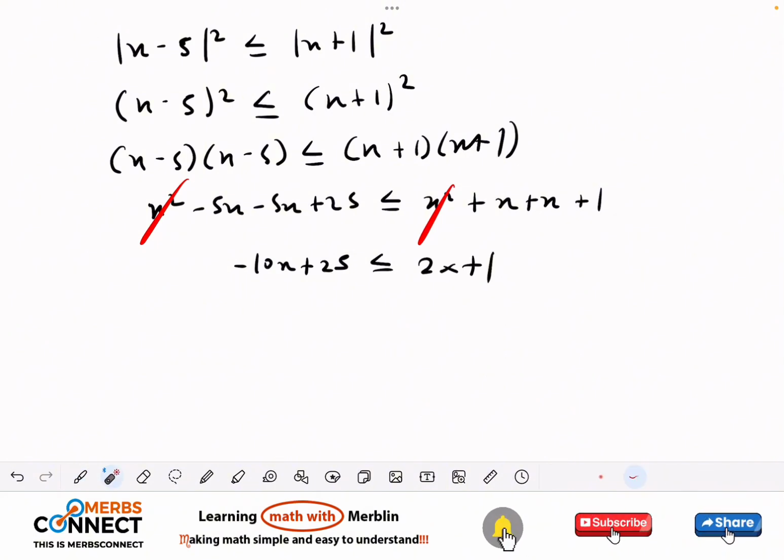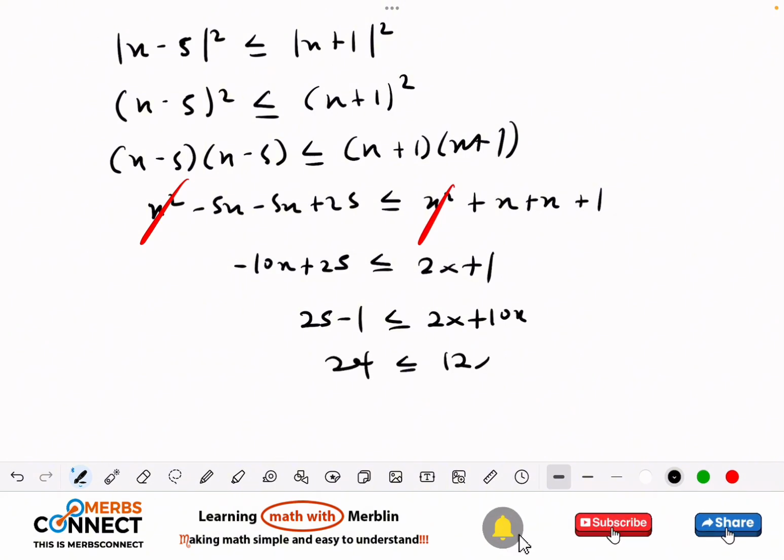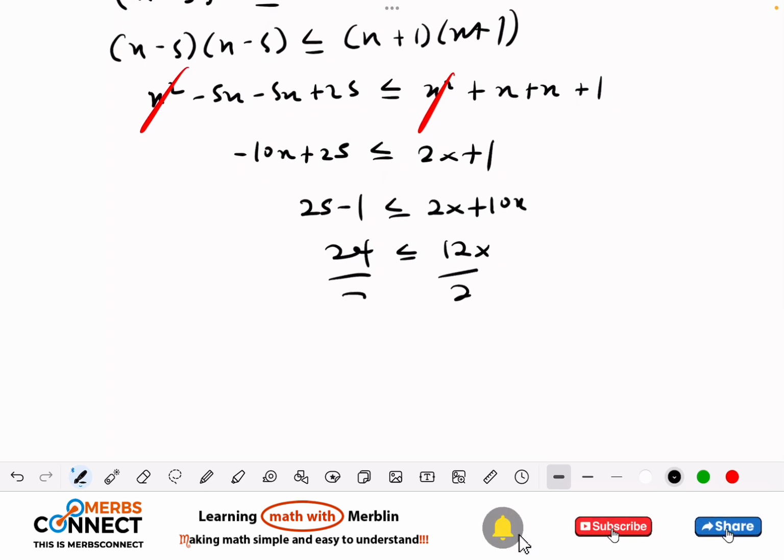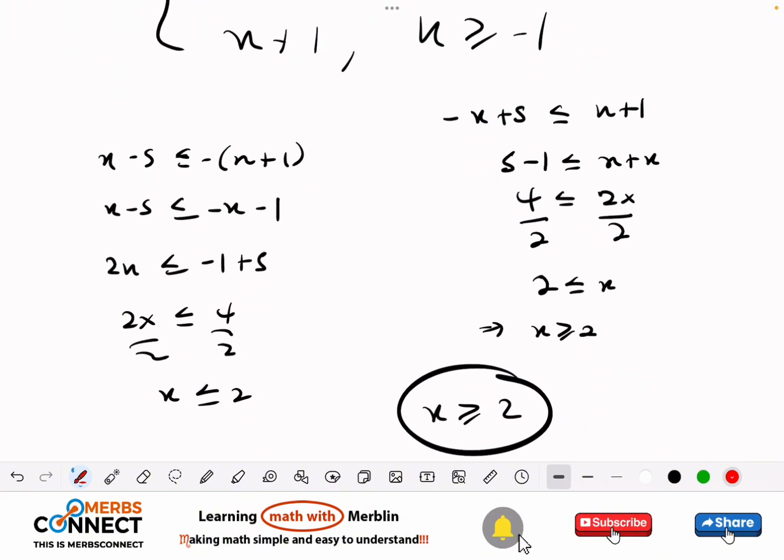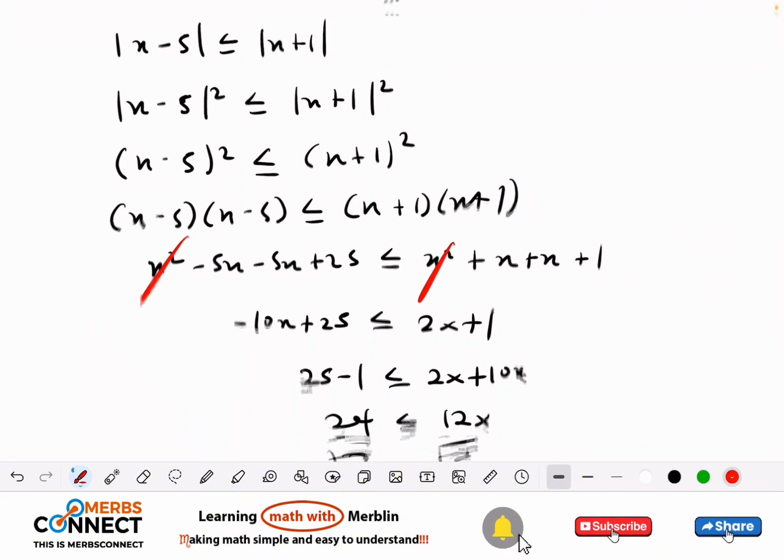So I'll move the 1 here. I move the 10 here. So I'm going to have 25 minus 1 less than or equal to 2x plus 10x. This one will be 24 less than or equal to 12x. Let's divide 24 by 12. And this one will be 2 less than or equal to x. And you can see that x is greater than or equal to 2. Good. So you saw that this is what we had here, the one that I circled. X is greater than or equal to 2.